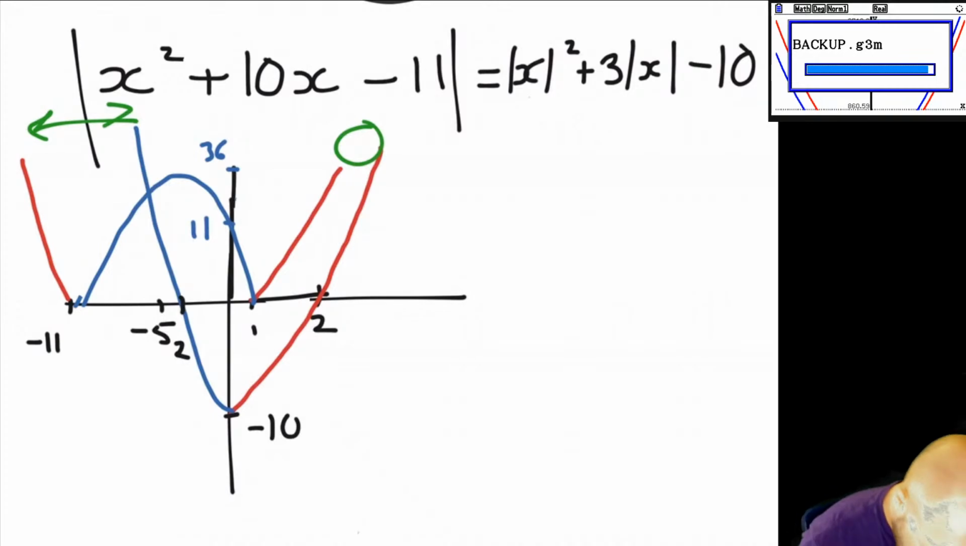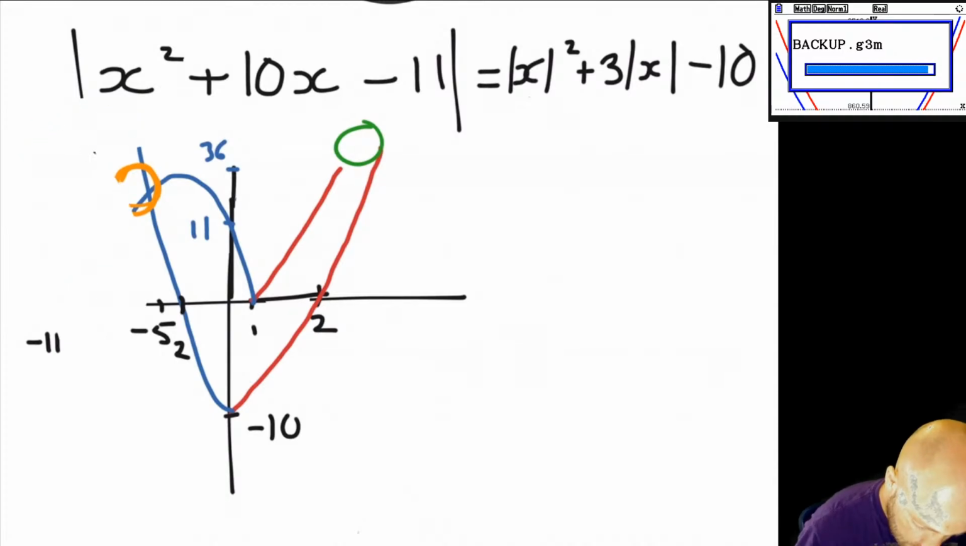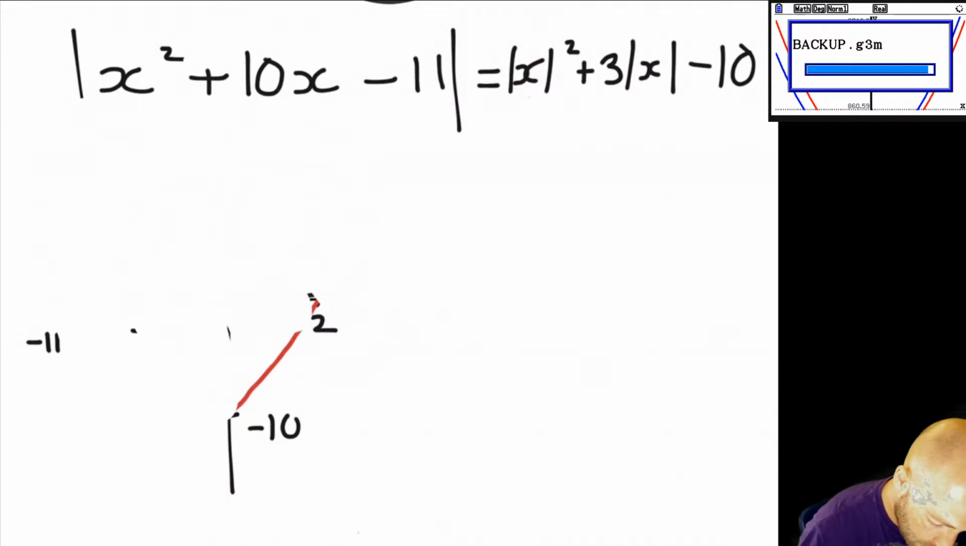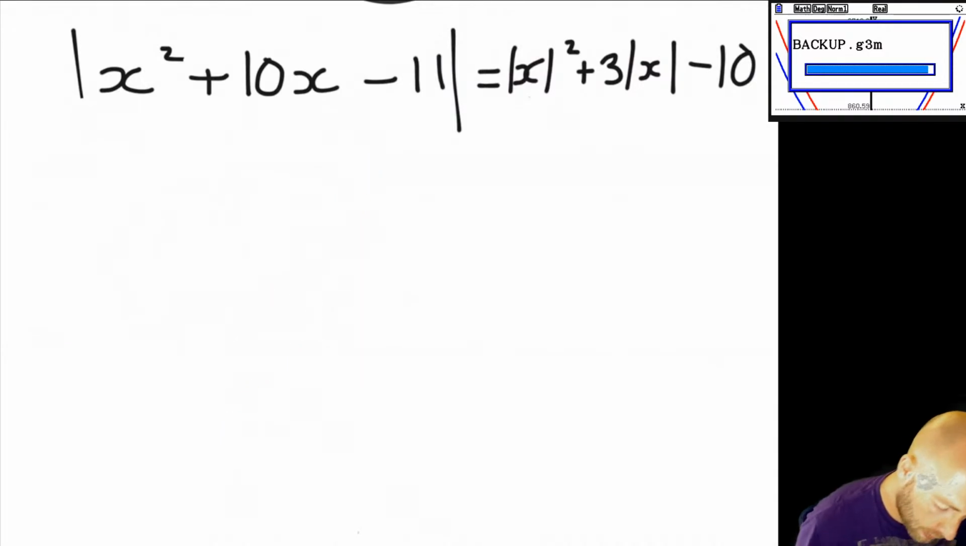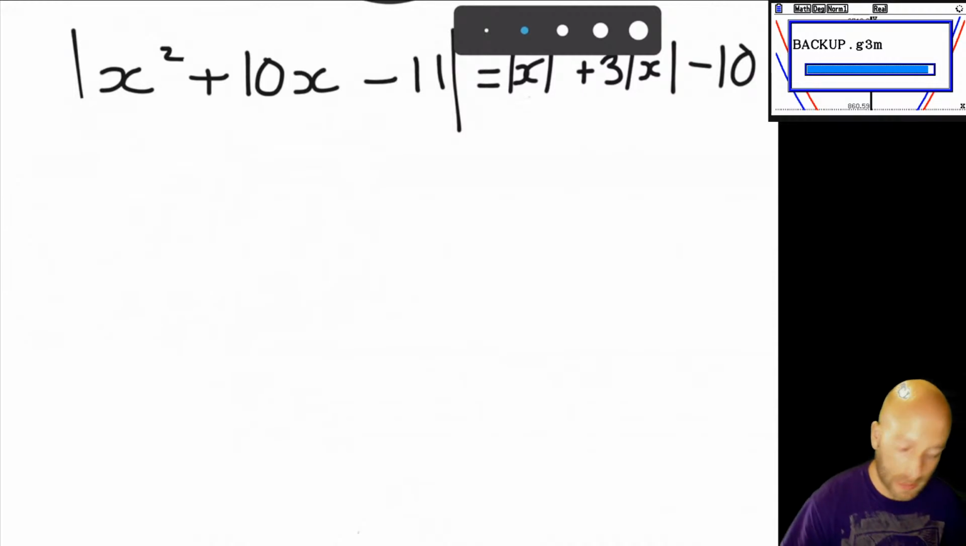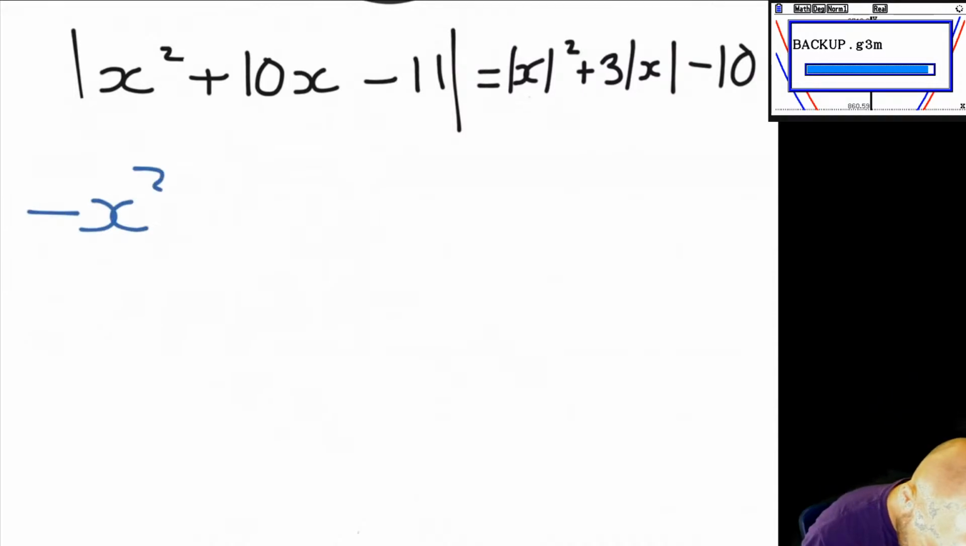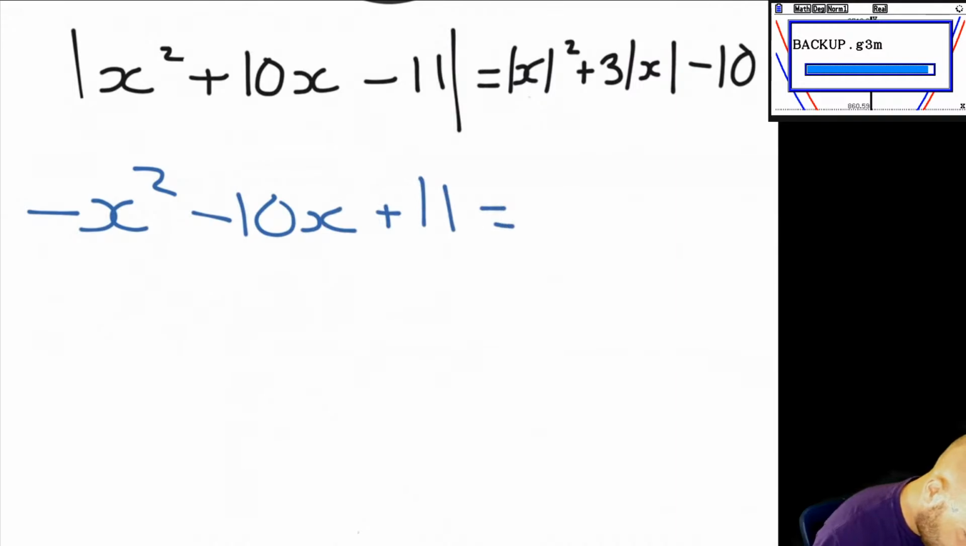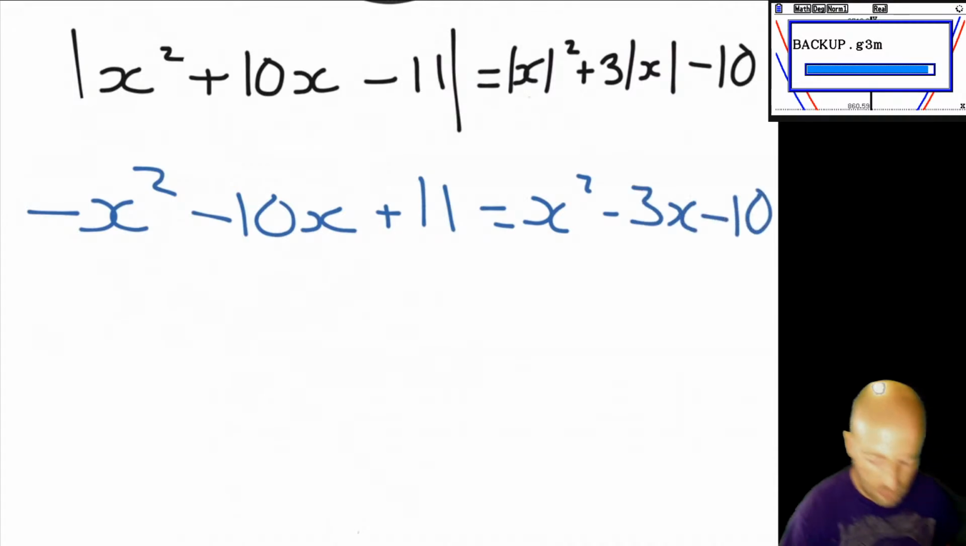So, there's no real bits to solve here at all. We're just looking for this solution here, which is both reflected bits. And the rule we can use, remember, is to change all the signs of all the things in the modulus. We've got minus x squared, minus 10x, plus 11 equals x squared. If I make that negative, it's still going to be x squared, minus 3x, minus 10. So that's what I need to solve.